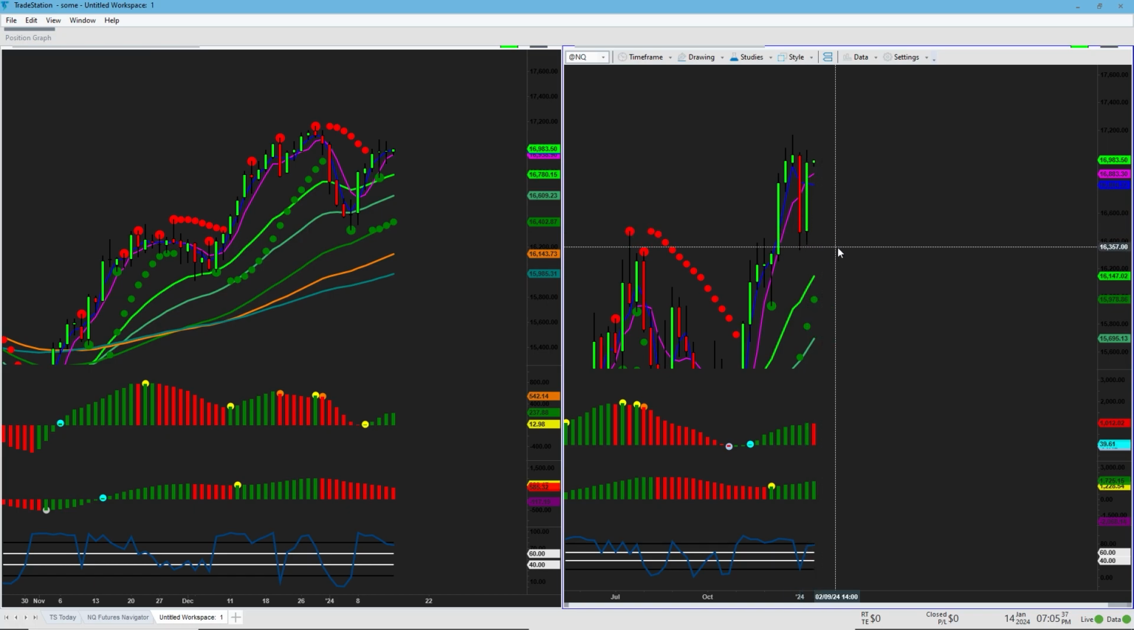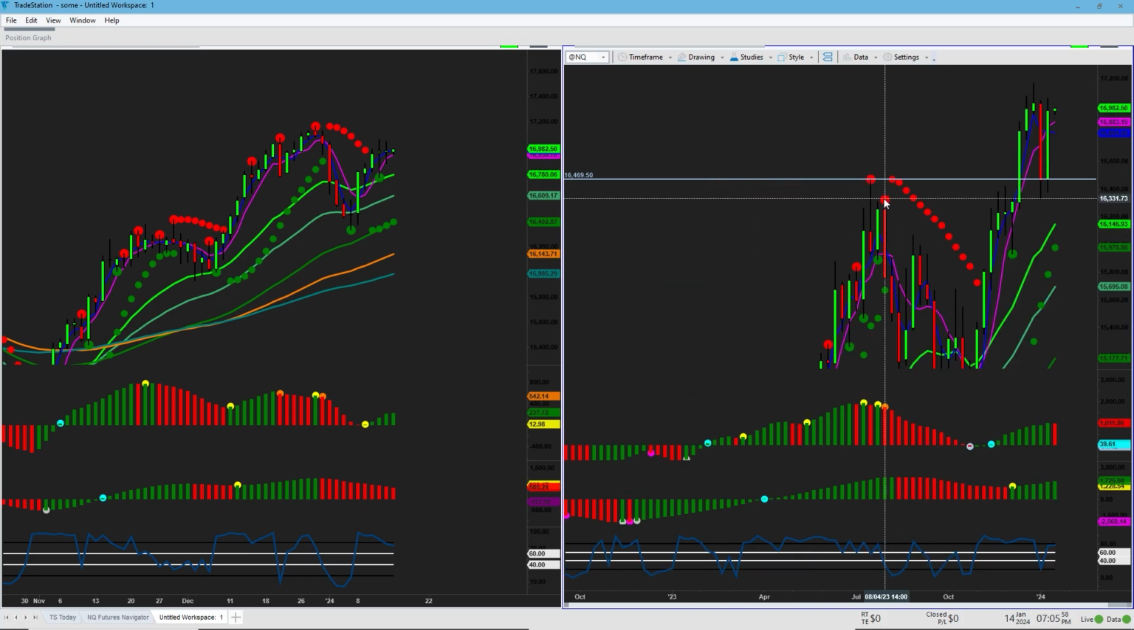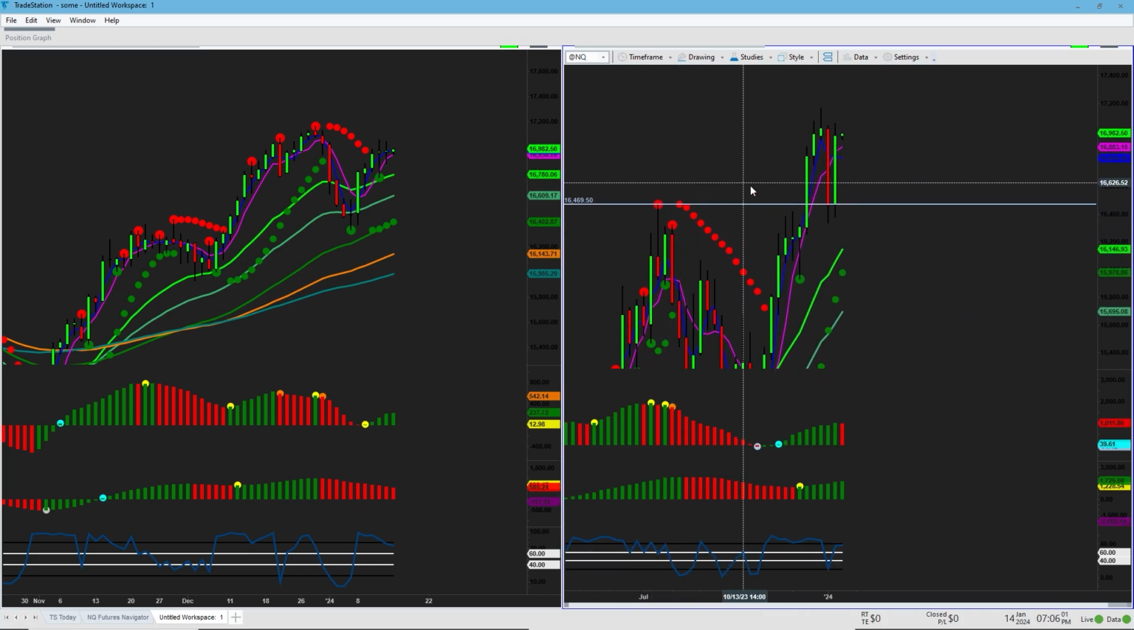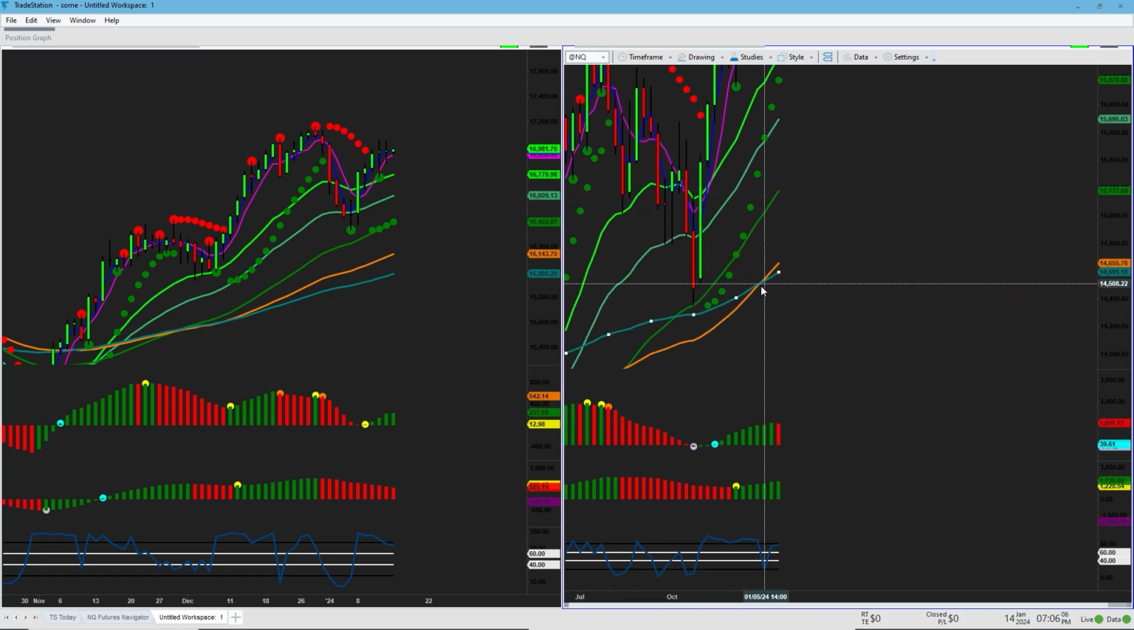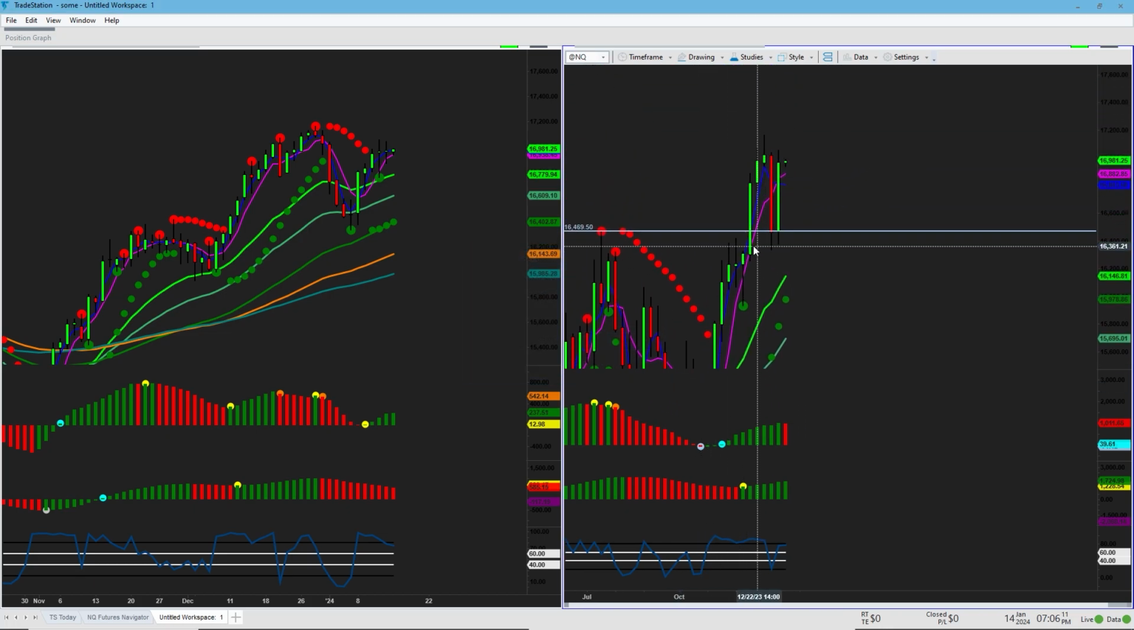So the week started off with a rejection of this level of 16,470 and 16,382, which is basically around this rejection of this week, which was the July 21st week. And this line acted as resistance, came back down. We had support off this moving average, came back up, and it's now acting as a support.